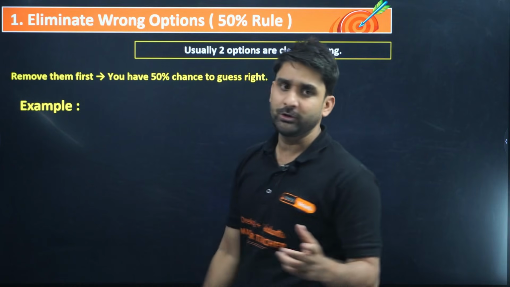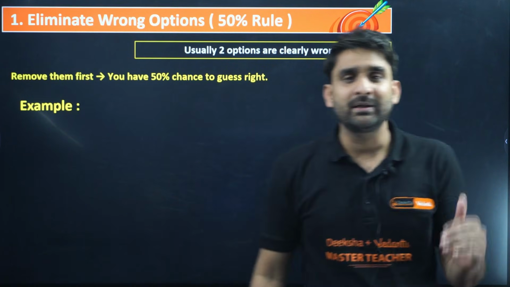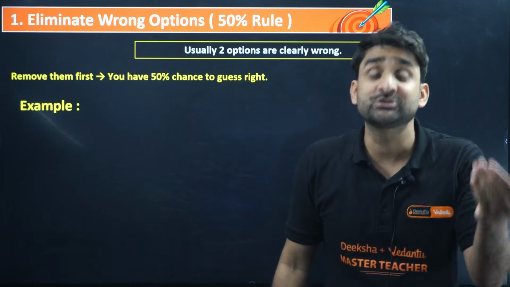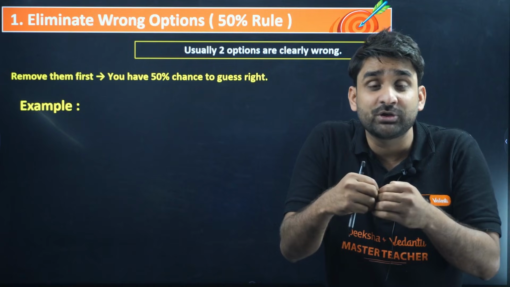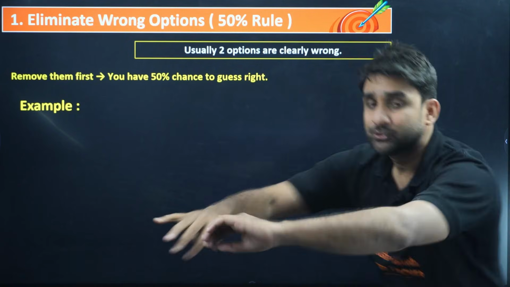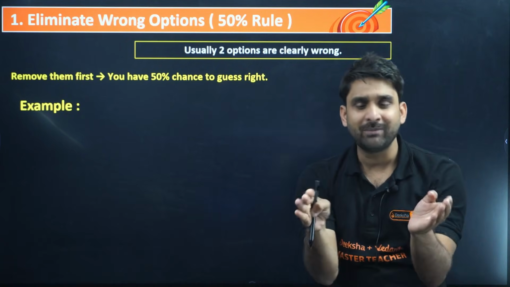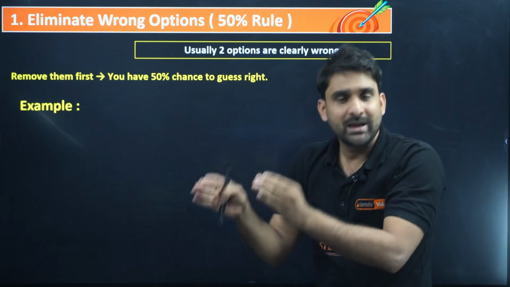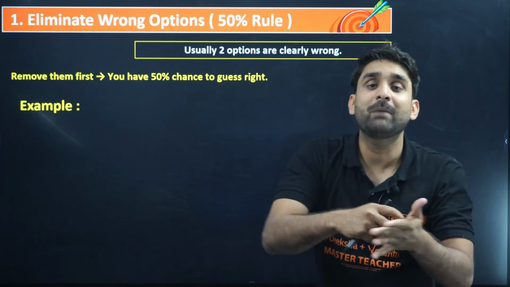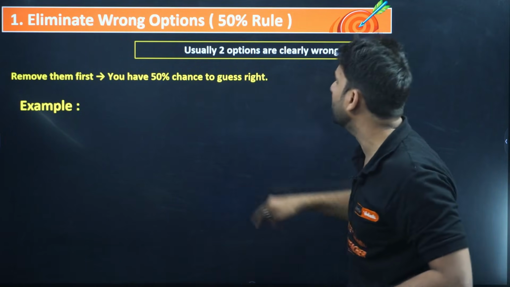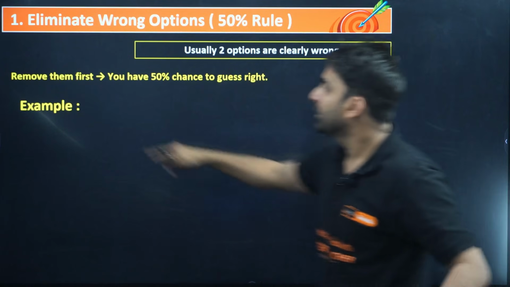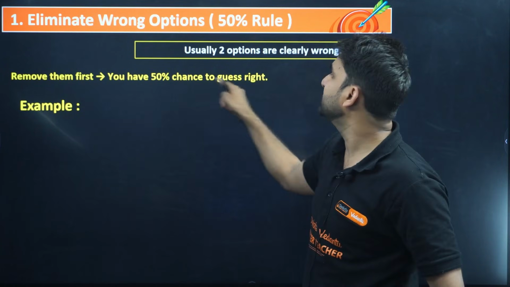I have already told you, sometimes we have to prioritize the options also. We start the solution from options. If you look at the options, sometimes a few options will be relevant, right, and a few options will be irrelevant. So you have to vanish the irrelevant options, so only 2 options will be there. Remove them first, and you have a 50% chance to guess right.